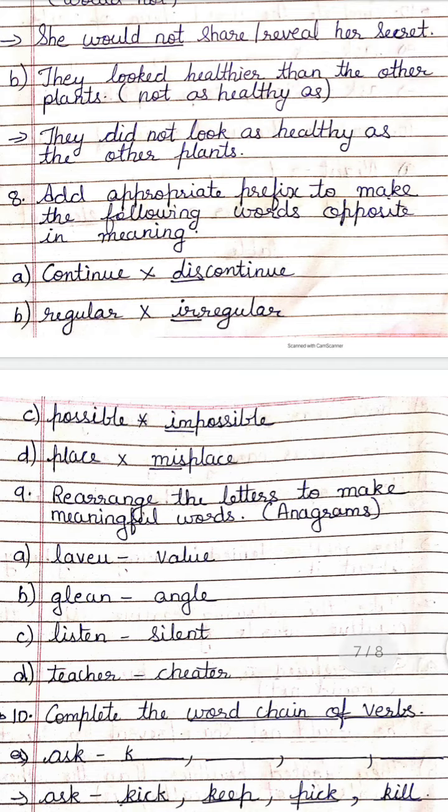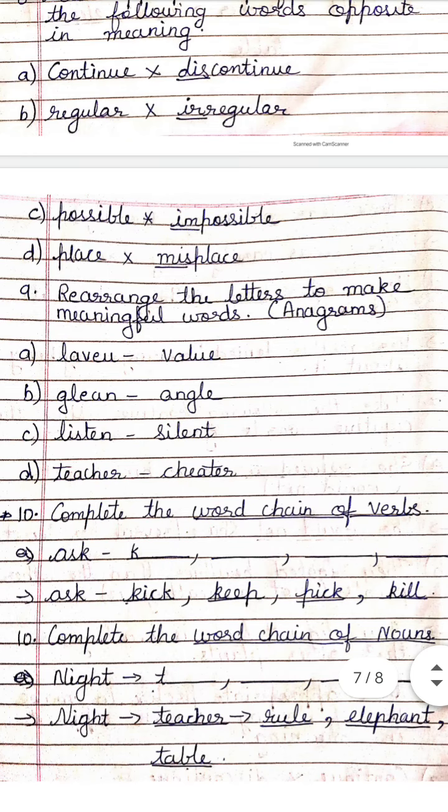Add appropriate prefix to make the following words opposite in meaning. Another type of question that can be asked is you have to add prefix to make the word opposite in meaning. So continue, discontinue. Your prefix is dis. Regular, irregular. The prefix is ir. Possible, impossible. The prefix is im. Place, misplace.